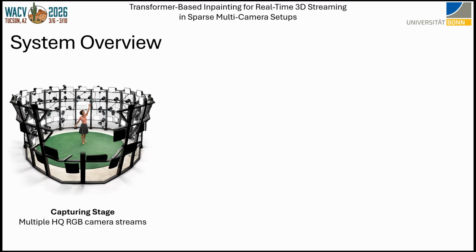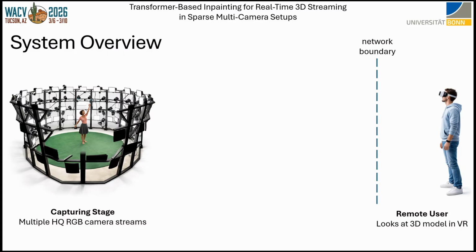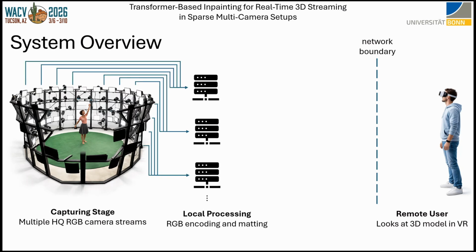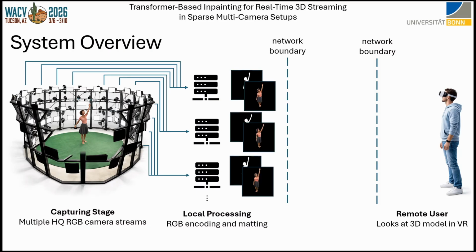The goal is to reconstruct a person inside a capture stage and stream this reconstruction to one or more remote users. Using a VR headset, the user can freely explore the scene from any viewpoint. To keep the system responsive, the camera streams at the capture site are processed locally. From each stream, we extract foreground masks and compressed RGB images.